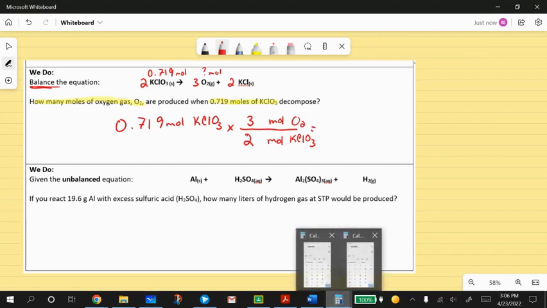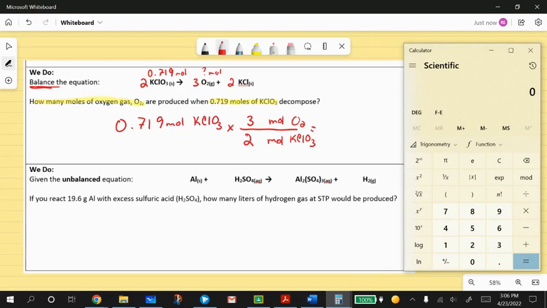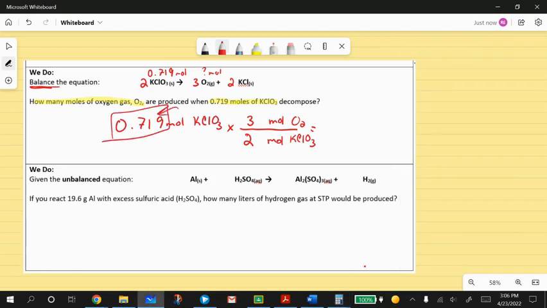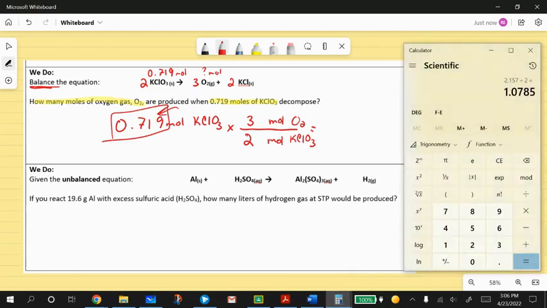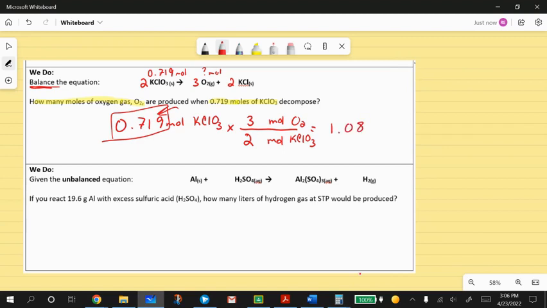So then we go ahead and open up our trusty calculator, and we have 0.719 times 3 divided by 2. And we get an answer of 1.0785. We want 3 significant figures there because of the 0.719. So it's going to be 1.08. And that is going to be moles of O2 because moles of KClO3 has canceled.